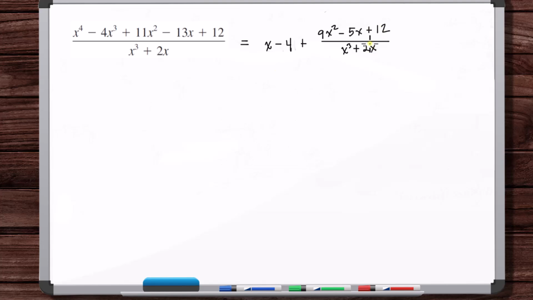Okay, so now here we've got a rational function where the degree of the numerator is less than the degree of the denominator. So we're going to do partial fraction decomposition on this expression. So first step with partial fraction decomposition, once you verify that the degree of the numerator is less than the degree of the denominator, not less than or equal to, it needs to be less than, then the first thing you're going to do is fully factor the denominator.